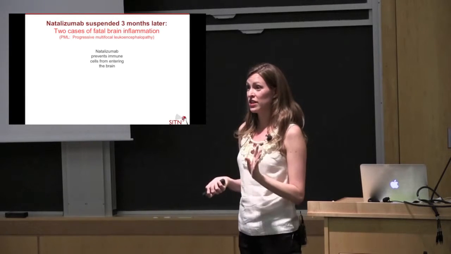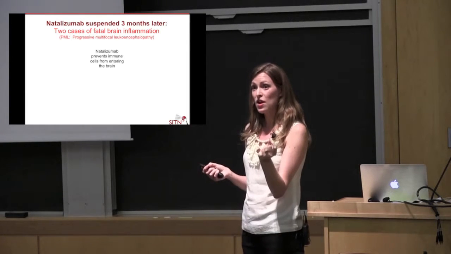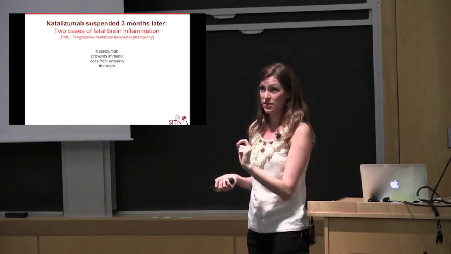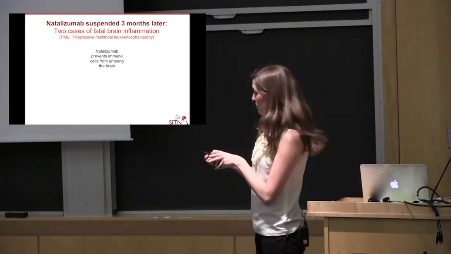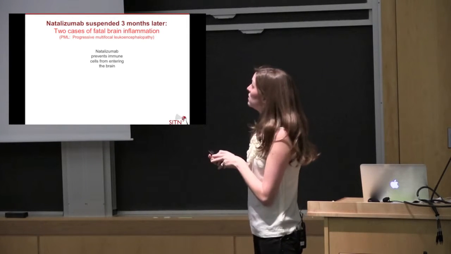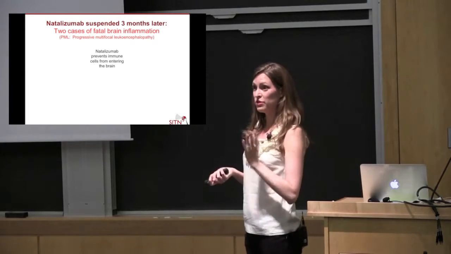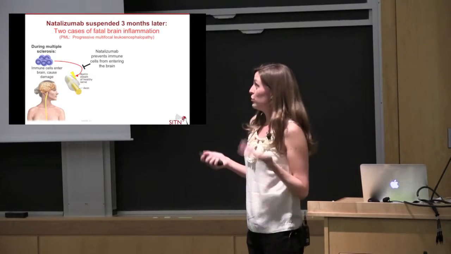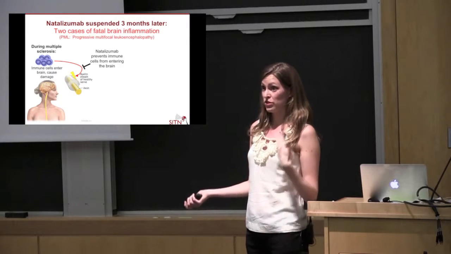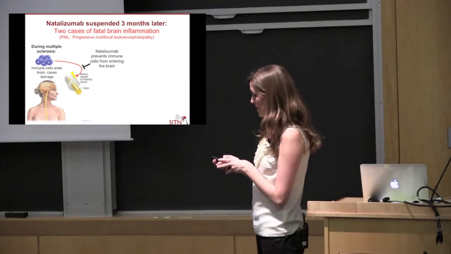So at first it was really concerning that this happened, and scientists tried to investigate what the link was. Why was this happening to patients taking Natalizumab? And what they found was the following. We know that Natalizumab prevents immune cells from getting into the brain, which is really great for treating MS, right? Because those immune cells are the ones causing damage.